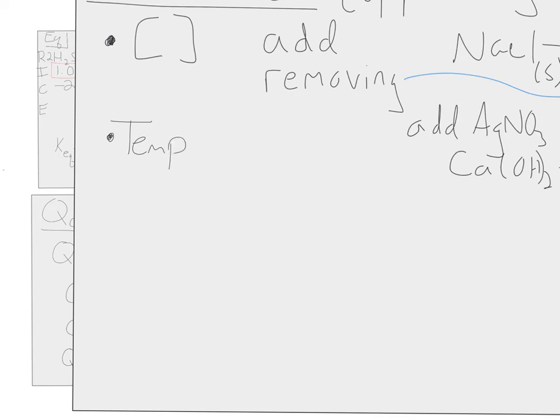Temperature is pretty easy. You just have to remember what endo and exothermic actually means. If we had an endothermic reaction, delta H is positive. It is as if heat is a reactant. So heat plus other reactants will turn into products.